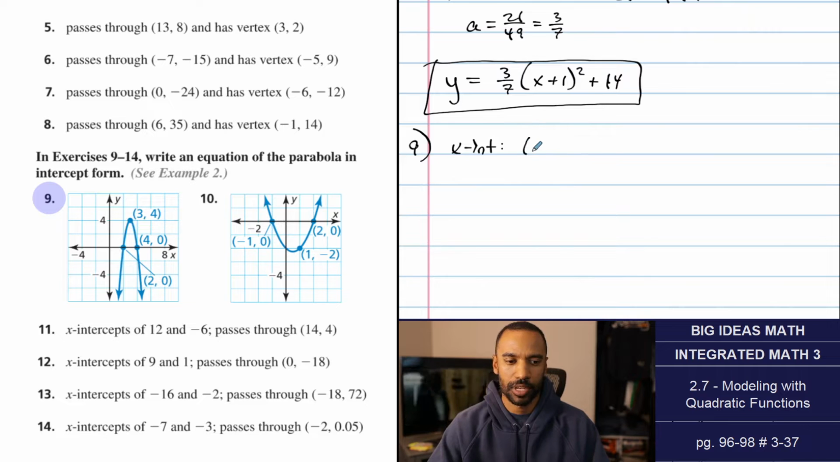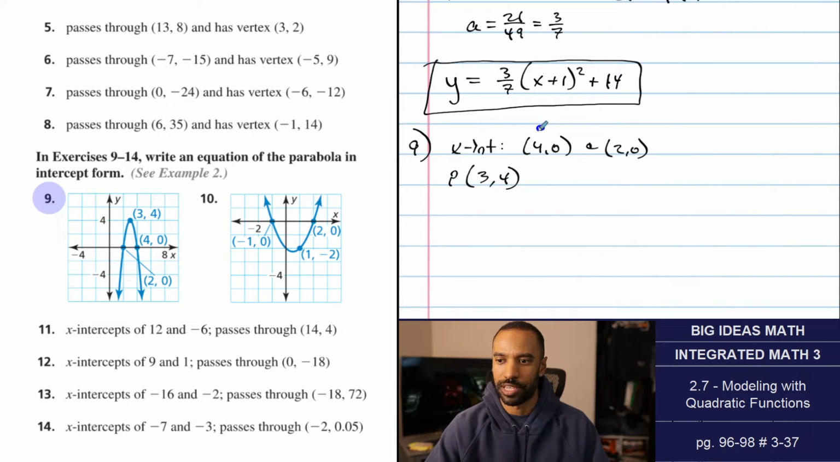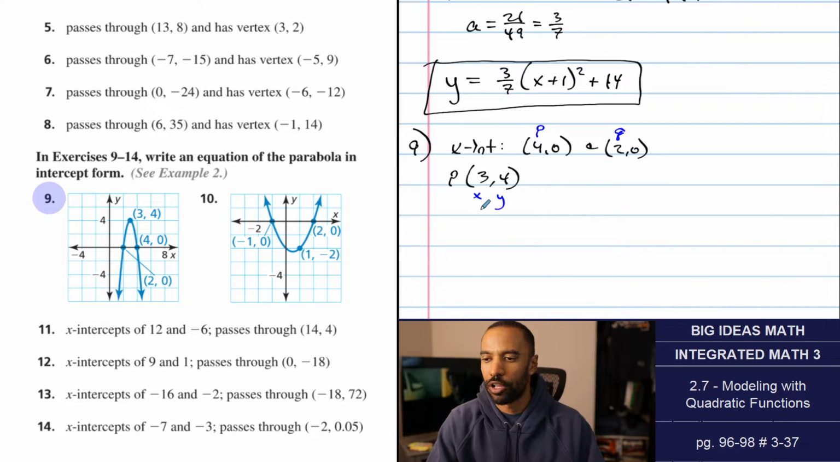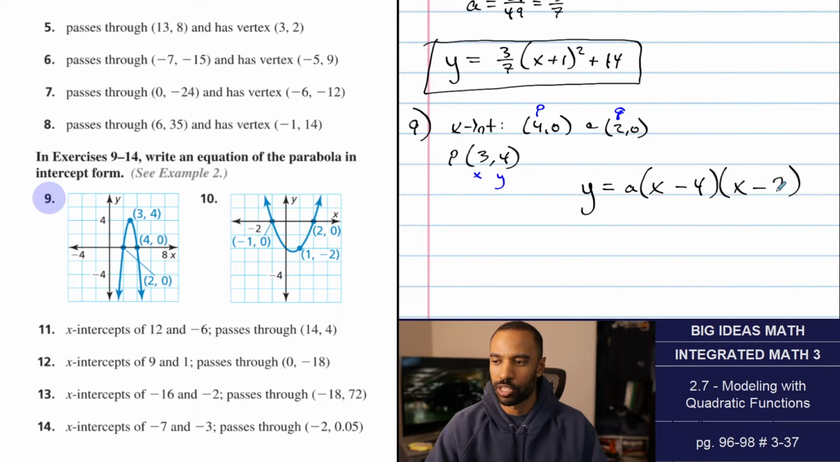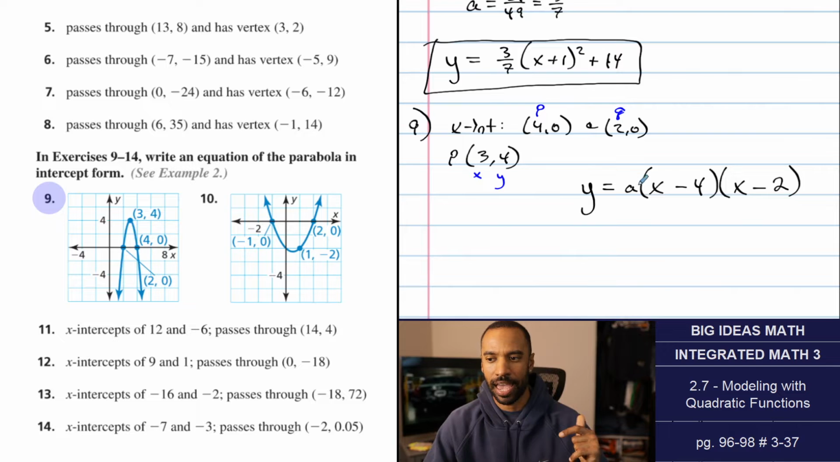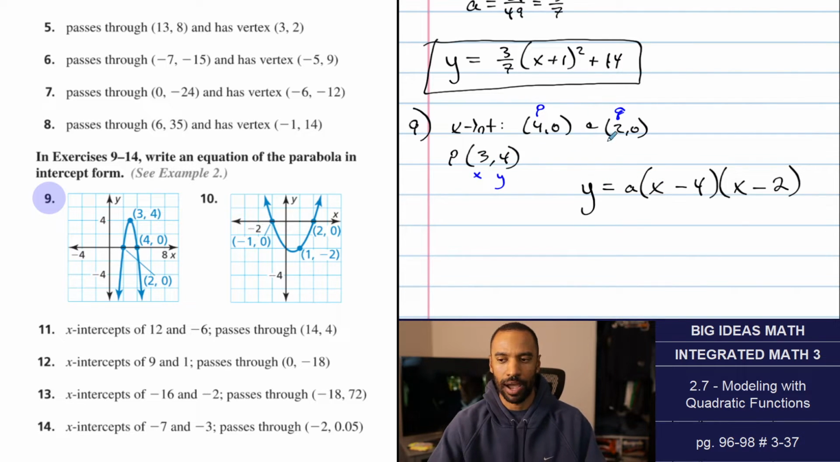We have x-intercepts of 4, 0, and 2, 0. And we have a point that we're passing through that is 3, 4. Now, keep in mind as we're doing this stuff, this is our p and our q that we need in our equation. This is the x, y we'll be substituting later, so we can find a. To follow along with the patterns we were doing before, let me write this in the same way I was doing before. This is your vertex form, this is your intercept form that looks like this. This is x minus p times x minus q, like that. Our goal is to solve for a, and we're going to substitute this for x and this for y to find a.